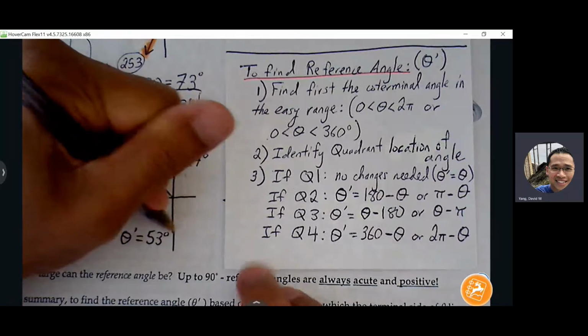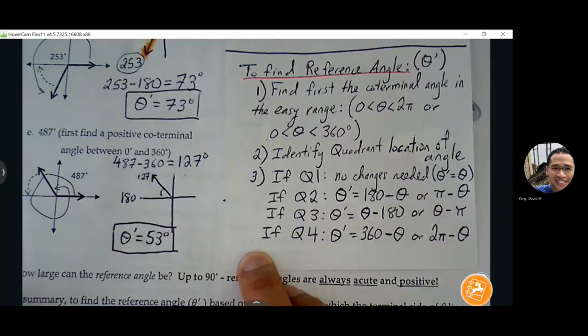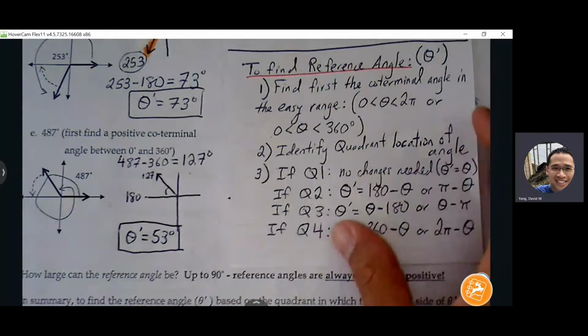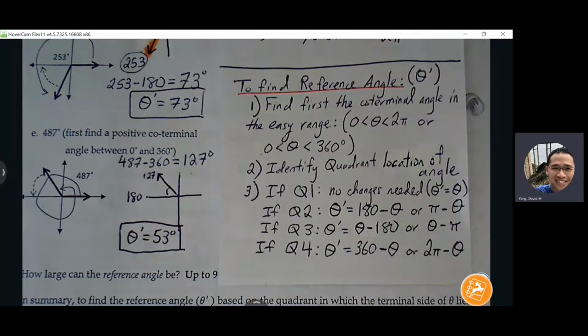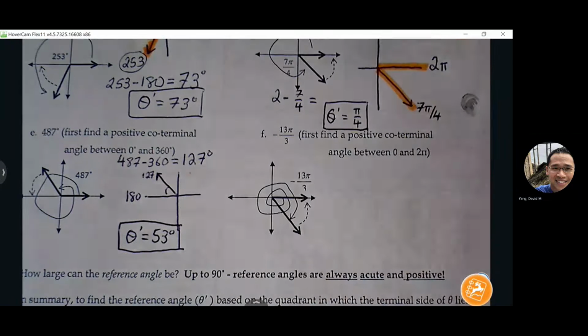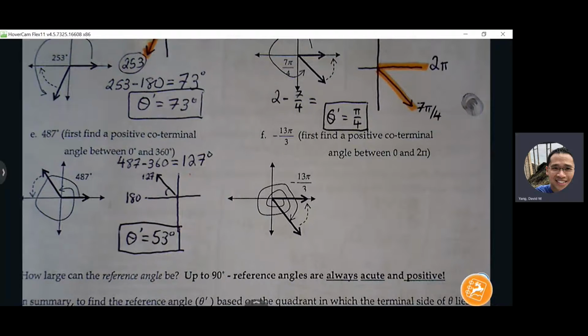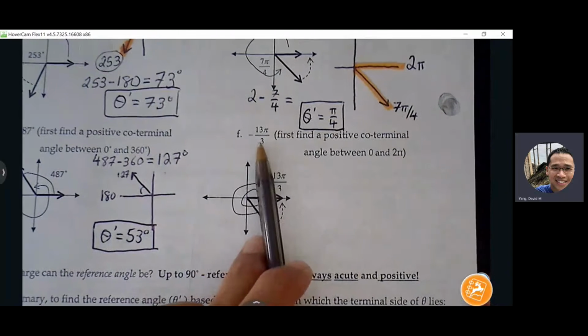So we're going to name it theta prime. 53 degrees. So again, if we follow these steps, we should be able to handle any situation that is thrown at us. Questions? Okay, good. Let's try a problem that is in radian mode.